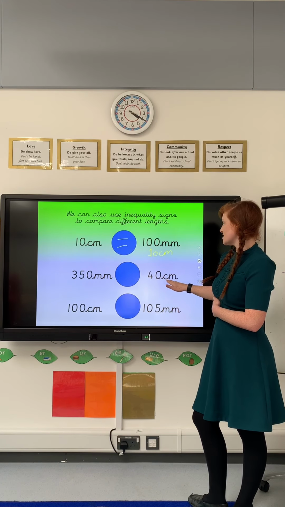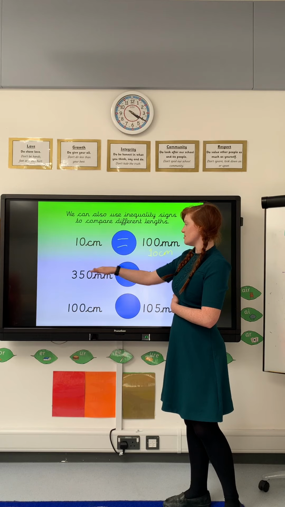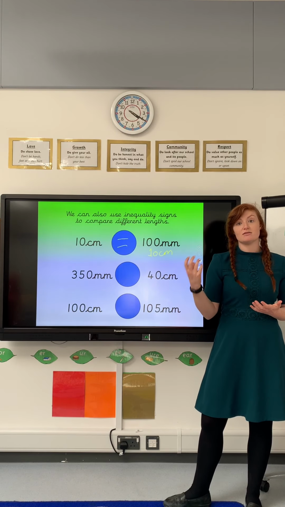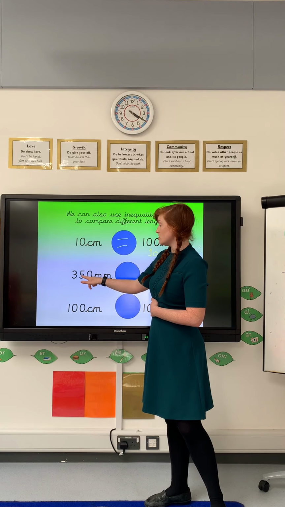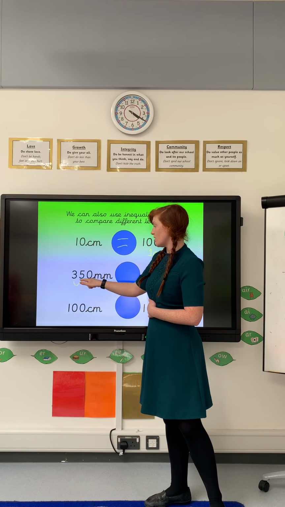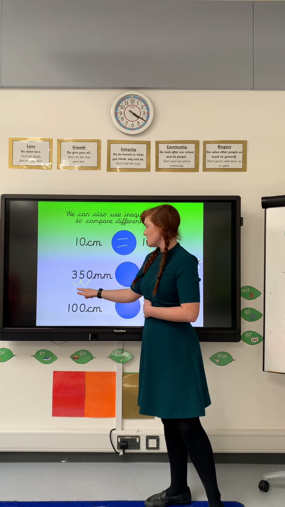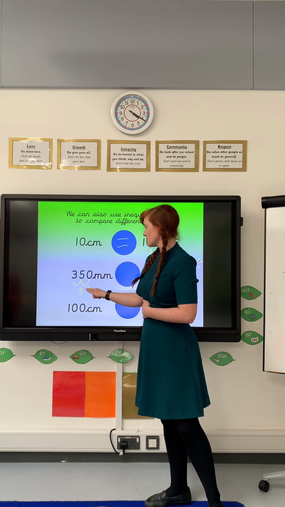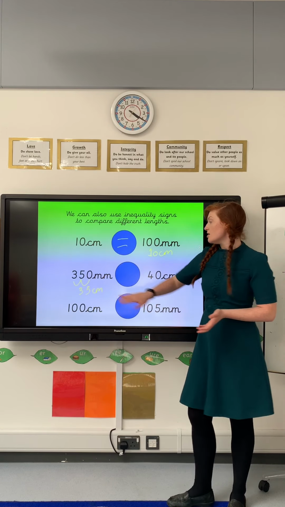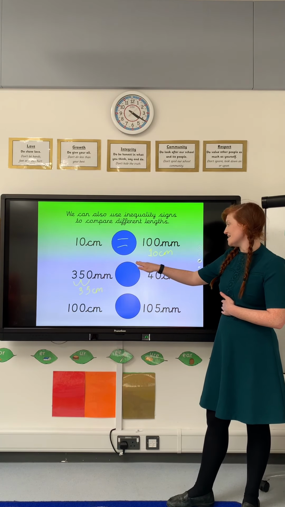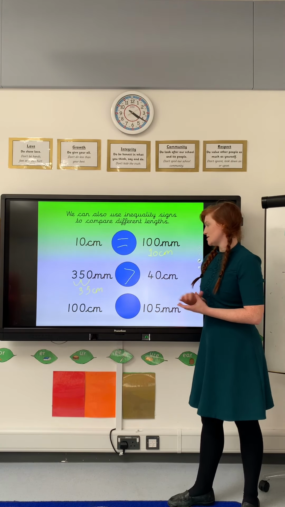I've got 40 centimetres and 350 millimetres. Again, if I convert millimetres to centimetres, I divide by 10. That means that all of these digits go down by 1 in the place value chart. So we'd have 3, 5, so 35 centimetres. 35 centimetres is less than 40 centimetres.